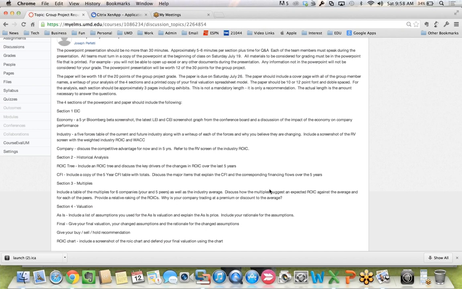And so the way it's going to work is your group project is worth 30 points, and the PowerPoint presentation will be worth 12 of the 30 points, and then the paper will be worth 18 of the 30 points. So there are 4 sections of the PowerPoint. Each section will be worth 3 points. 4 times 3 is 12. And then for the paper, each section will be worth 18 divided by 4 points per section for the written paper.